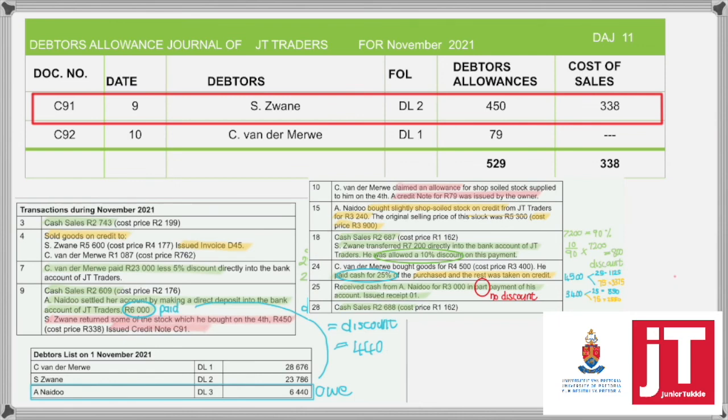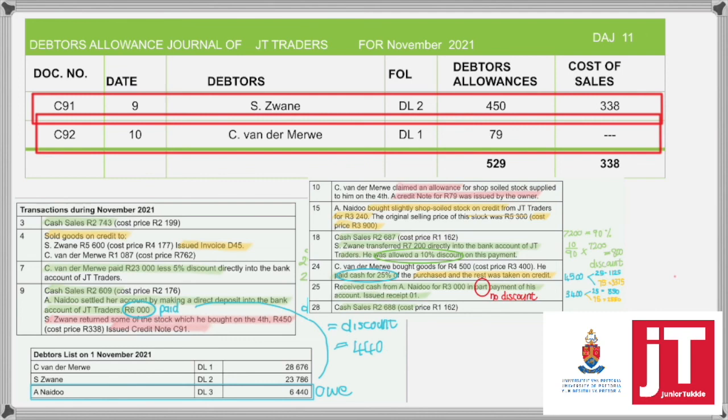Zwane returned some of the stock which he bought on the 4th. 450 rand is the value of the stock, and the cost price is 338 rand. And we have to record the cost of sales because we have stock that came back into our business. Then on day 10, Van der Merwe claimed an allowance because of shop soiled stock, but he kept the stock. So 79 rand is recorded, but we do not record cost of sales because no stock was returned to the business. And then you add up and total. So that is the journals for you.